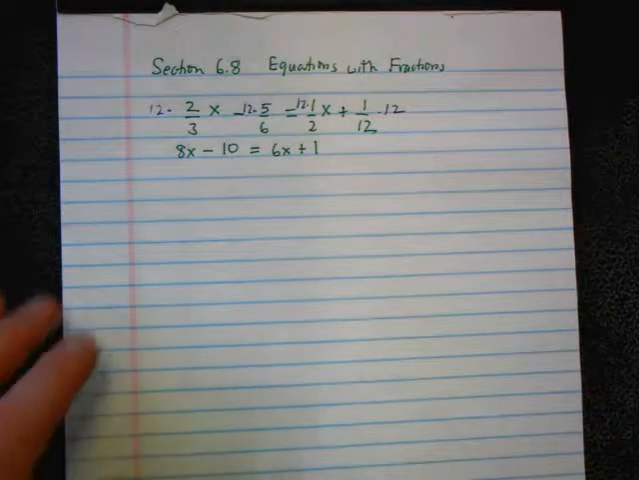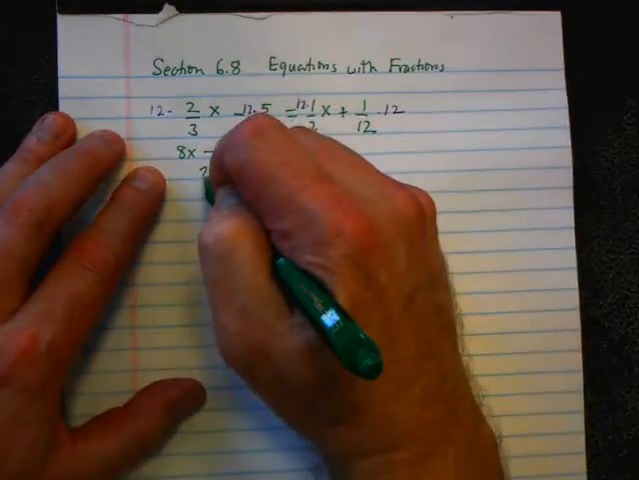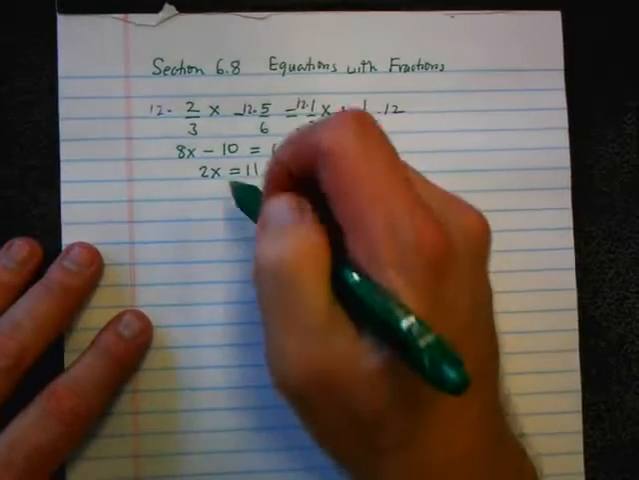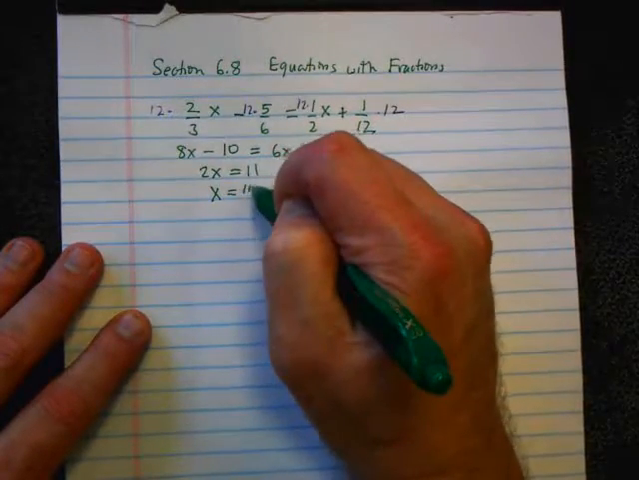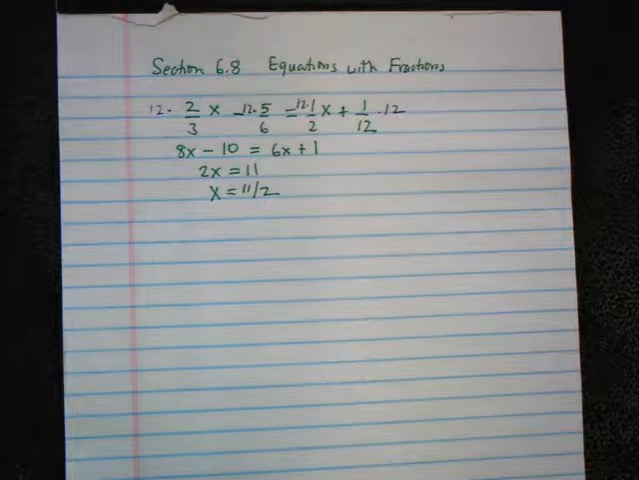All right, well, this is an easy one to solve right now, I hope. Move the 6x over. 2x equals, move the 10 over, 11. Divide, x is 11/2. Once the fractions are gone, your life is pretty easy. Questions on that one?